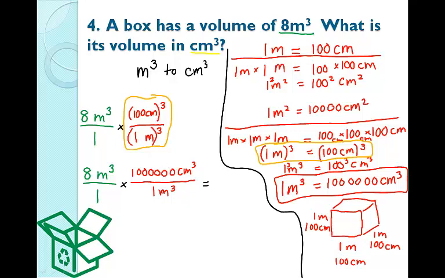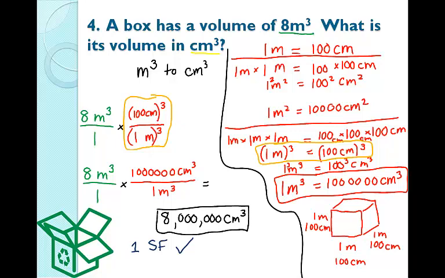These are equivalent statements. So 8 times 1,000,000 turns out to be 8,000,000 centimeters cubed. It has 1 sig fig, as our original number did. So that would be our final answer. And that should make sense, right? Because if it's 8 cubic meters, it should be a lot of cubic centimeters, because centimeters are a smaller amount of measurement.